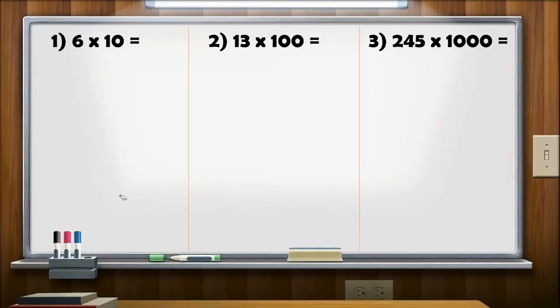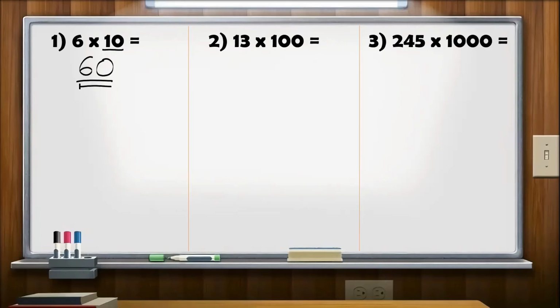So example number 1, 6 times 10. What can we see? We can see in this question, 6 is going to become 10 times bigger. So our answer will have 1 0 on the end of 6. So 6 times 10 is equal to 60.